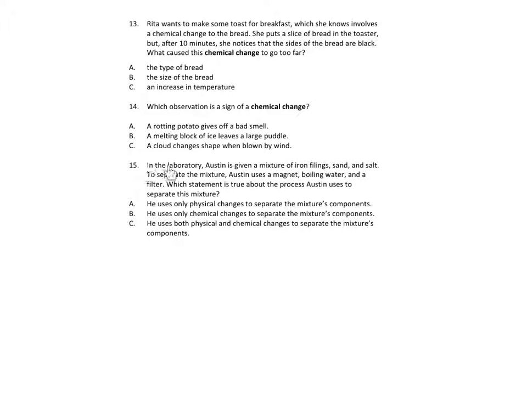Number 15. In the laboratory, Austin is given a mixture of iron filings, sand, and salt. To separate the mixture, Austin uses a magnet, boiling water, and a filter. Which statement is true about the process Austin uses to separate this mixture? A. He uses only physical changes to separate the mixture's components. B. He uses only chemical changes to separate the mixture's components. C. He uses both physical and chemical changes to separate the mixture's components.